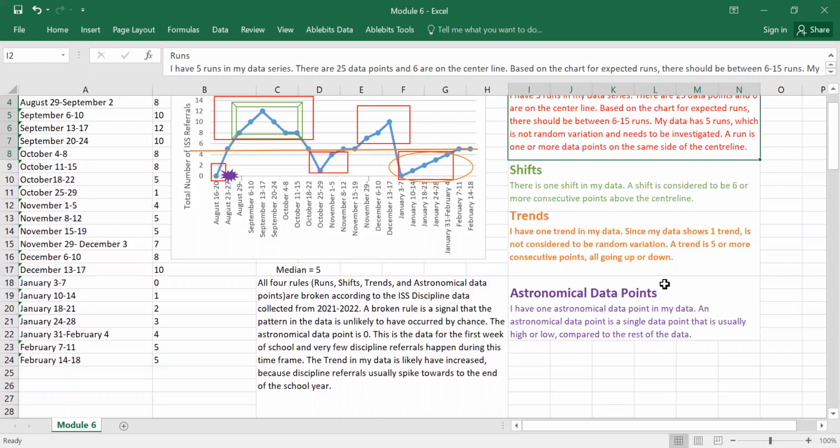So this is Module 6, my run charts, and my how or my why, and aligning data. Again, I really enjoyed this unit, and I'm learning more every day. So thank you.